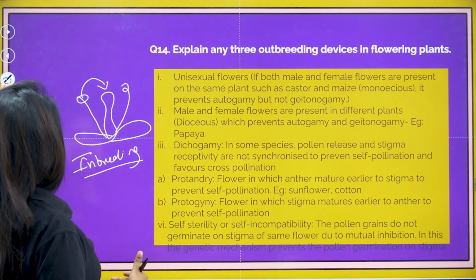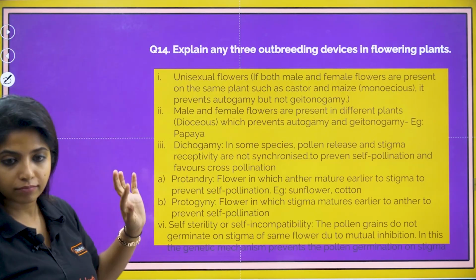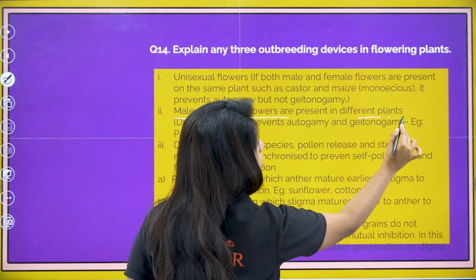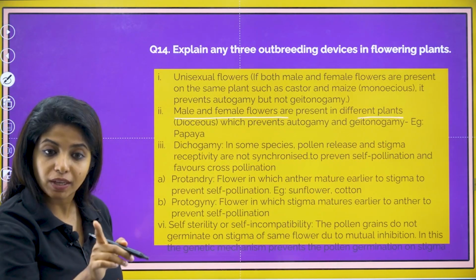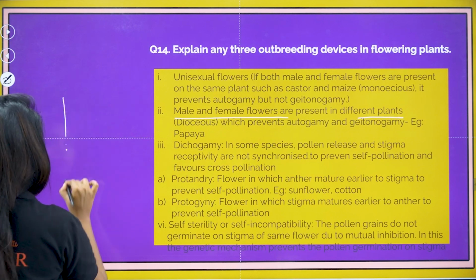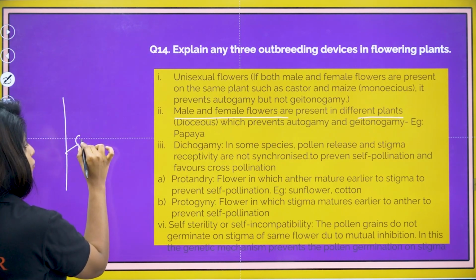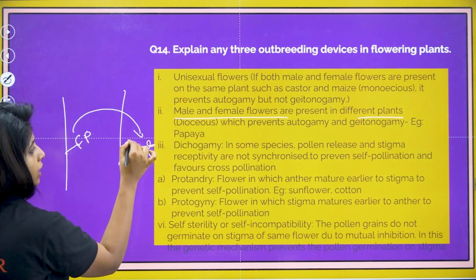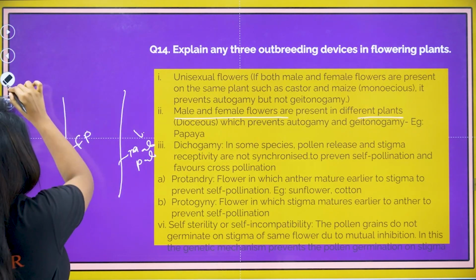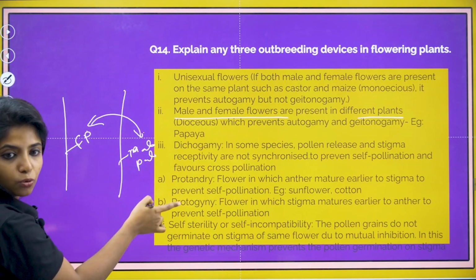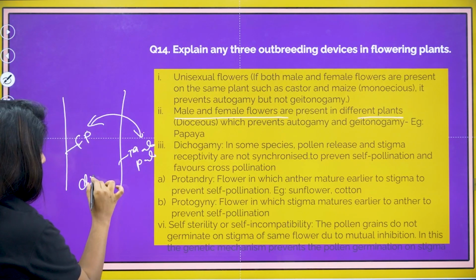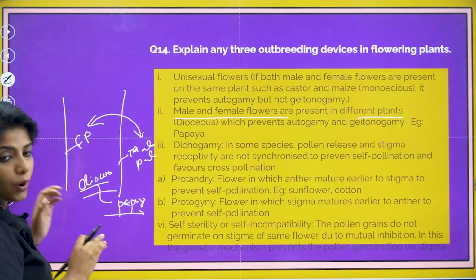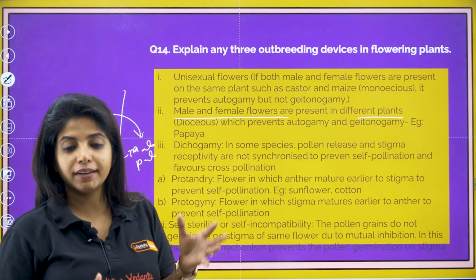So what are those devices? Some devices are there in the plants genetically. So one such device is that male and female flowers are present in different plants. Male and female flowers are going to be present in different plants. So dioecious plants, as I told you. Here it will have the female plants, and over here it will have the male plants. So obviously in this case, pollination can happen like this only, cross pollination can only happen. This is the case of a dioecious plant, example papaya. So male and female flowers on different plants, unisexual.